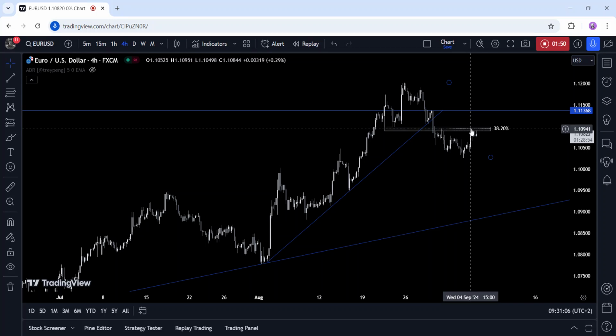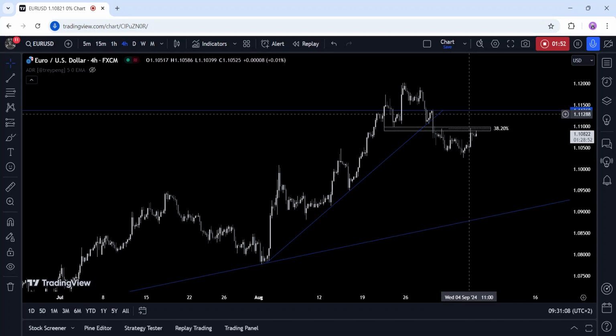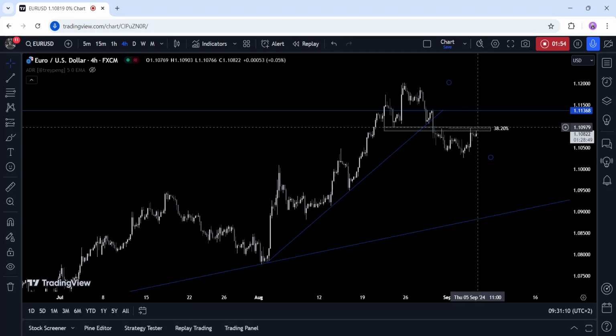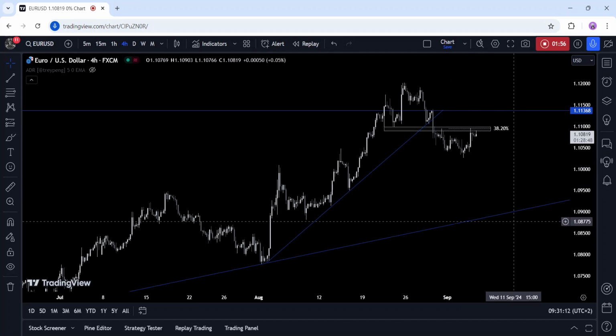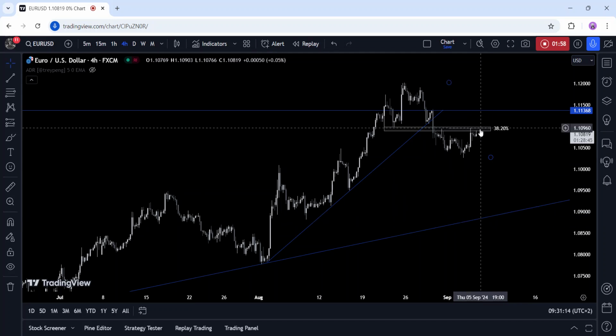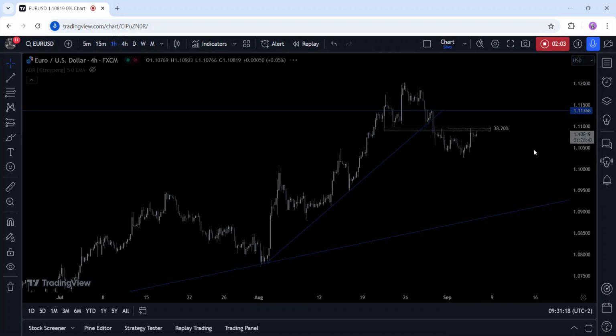We can expect the sellers to step in here with a defined risk above the resistance to position for a drop into this major trend line. The buyers, on the other hand, will want to see the price breaking higher to increase the bullish bets into new highs.